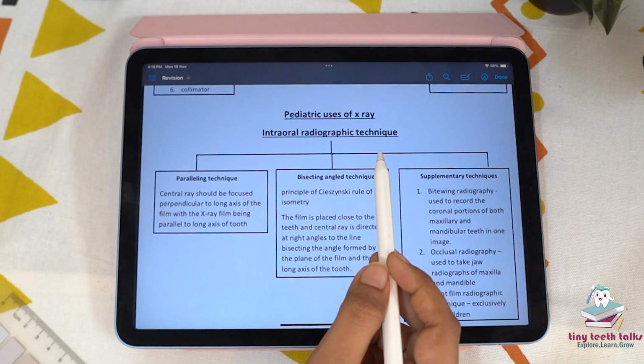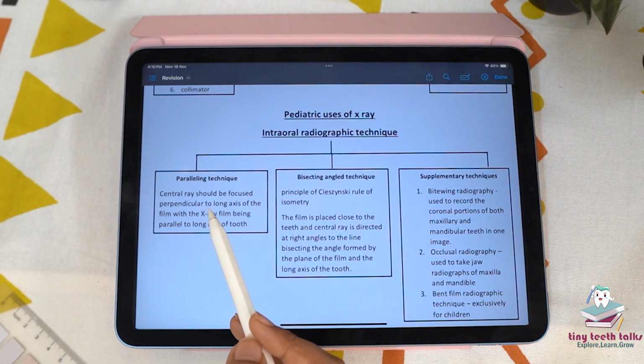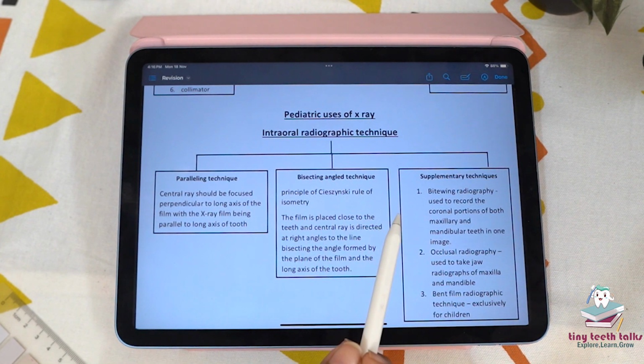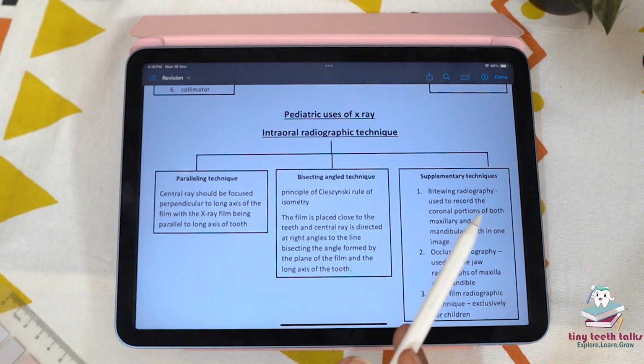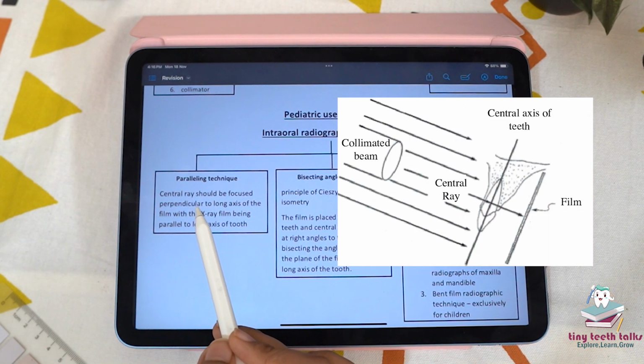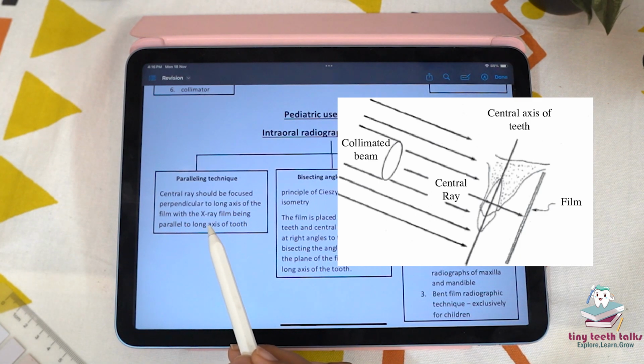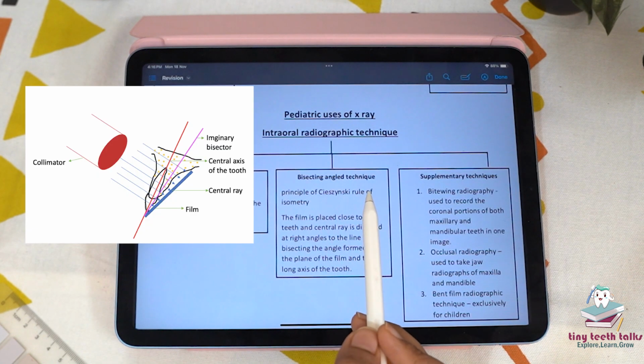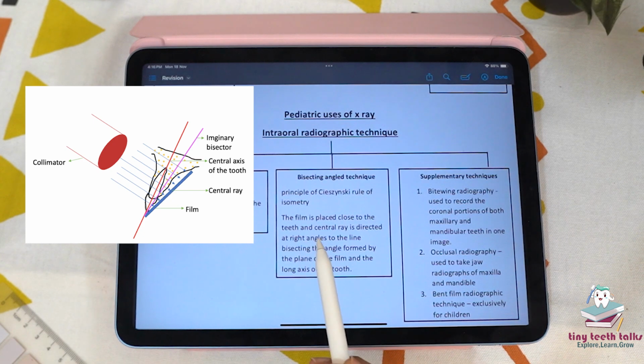Then coming to the intraoral radiographic techniques, which include the paralleling technique, bisecting angle technique, and other supplementary techniques. The paralleling technique uses the central ray, which should be focused perpendicular to the long axis of the film, with the X-ray film being parallel to the long axis of the tooth. And the bisecting angle technique uses the principle of Cieszynski's rule of isometry, where the film is placed close to the teeth and the central ray is directed at a right angle to the line bisecting the angle formed by the plane of the film and the long axis of the tooth.